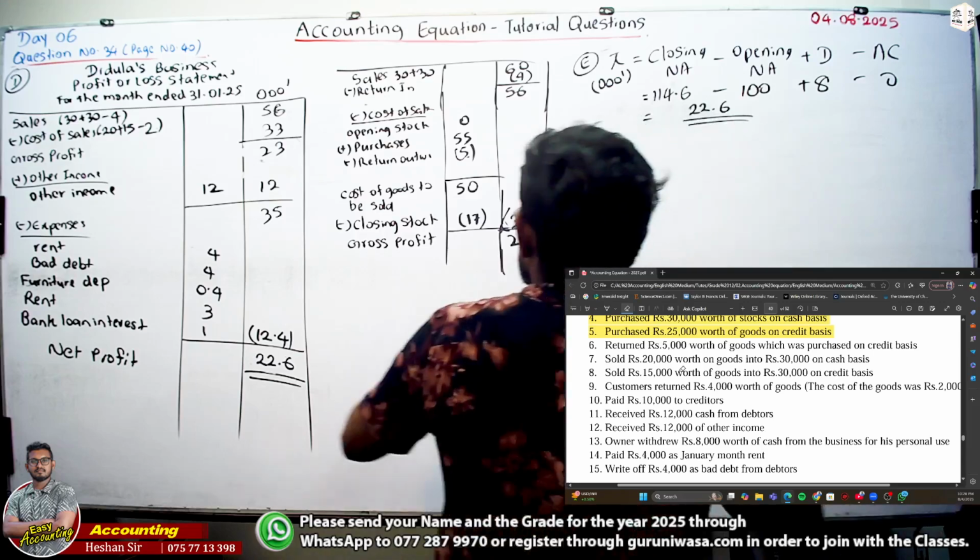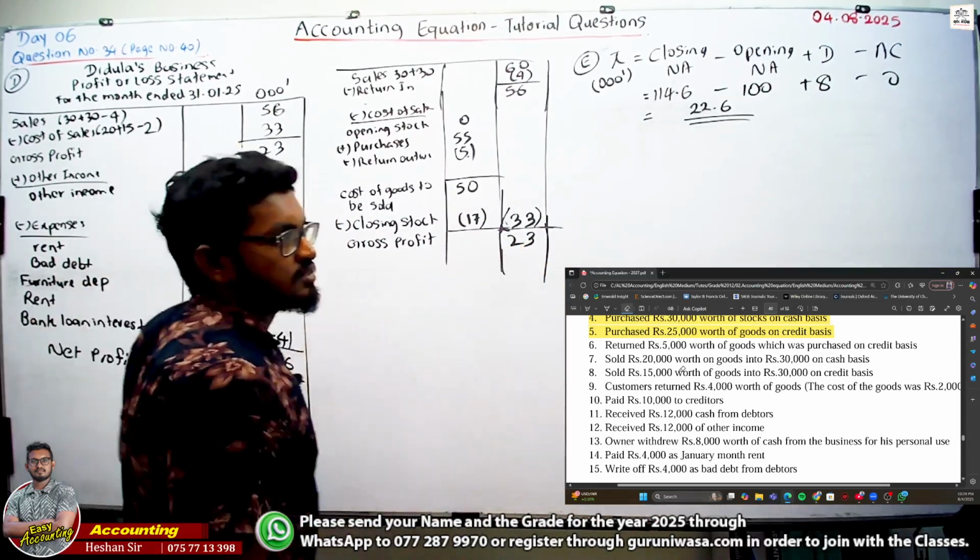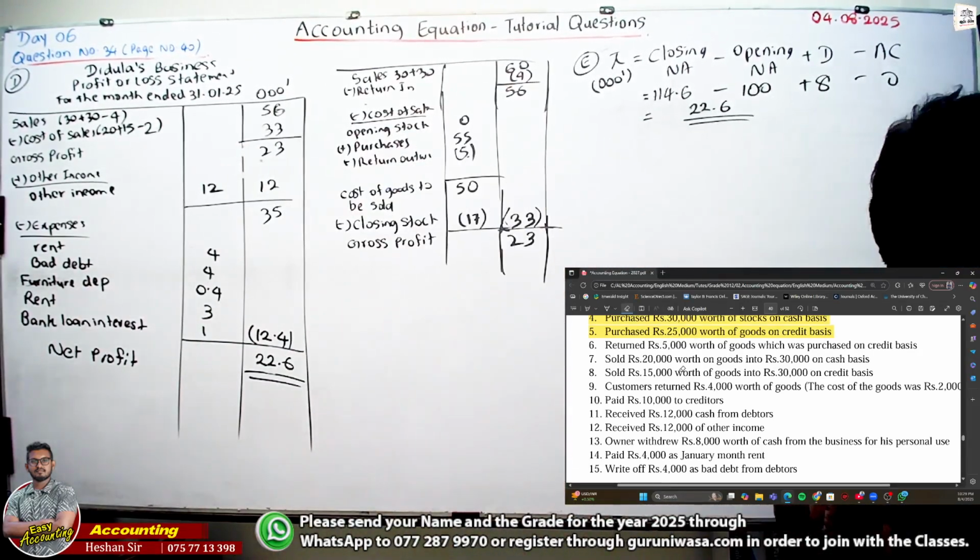Now it's tally. Right? Gross profit is tally. Understand? Right? Now it's tally.